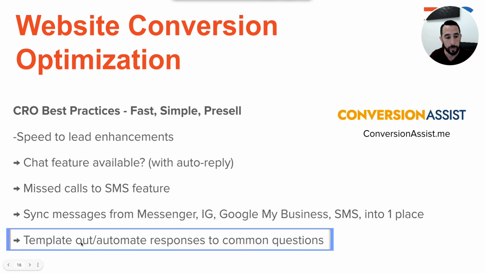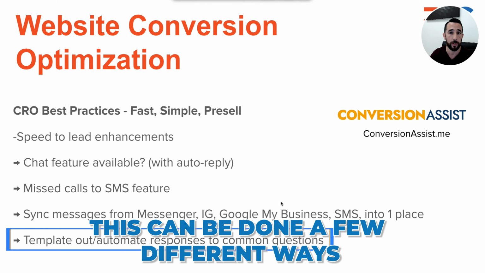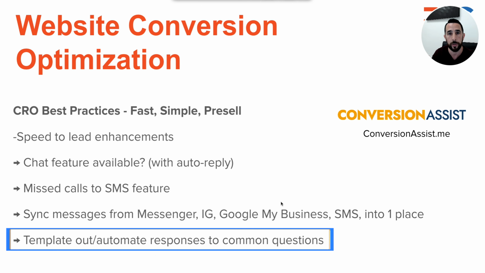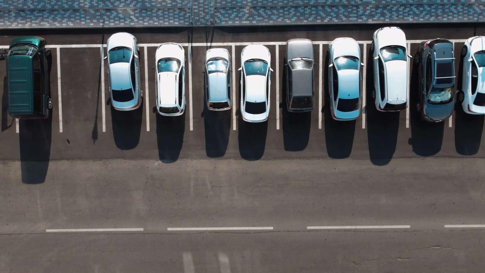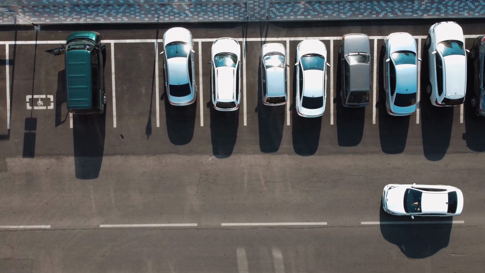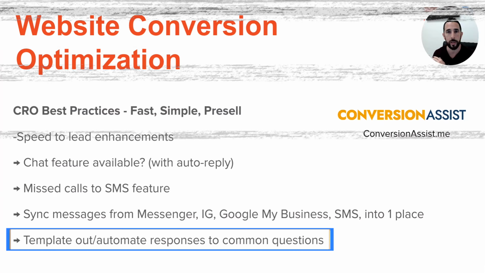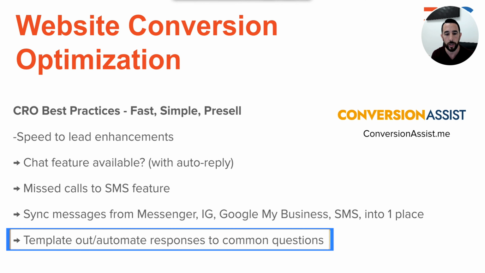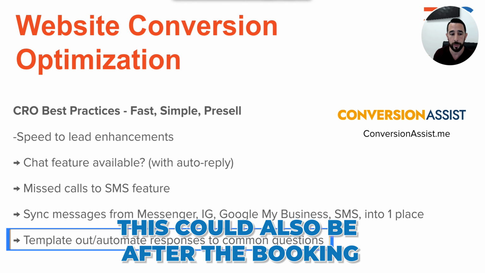Lastly, we're going to talk about templating out or automating responses to questions. So this can be done in a few different ways. If you're using a chat feature, this can be done when somebody uses the word parking, then we automatically say, hey, if you're asking about parking, here's where you can go. Where they can basically just get an answer to their question without any human intervention. You could also try to make this to where your website answers these questions, which goes back to our last section about having important information on the page where people might be booking. But this could also be after the booking.